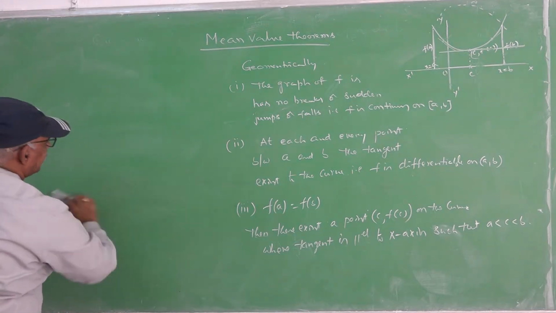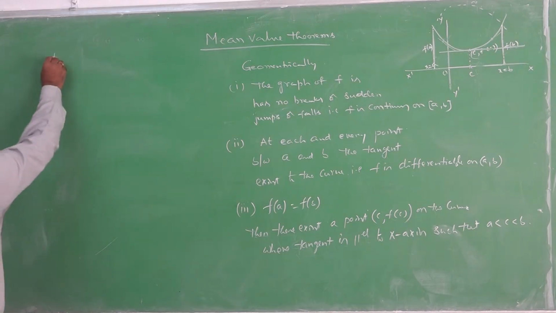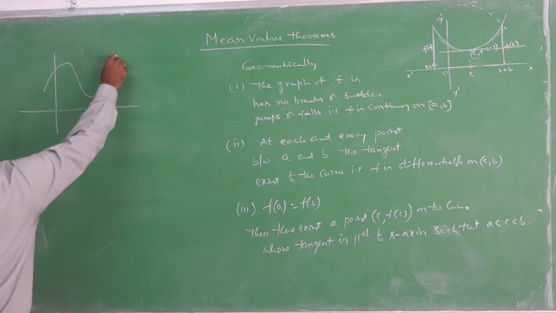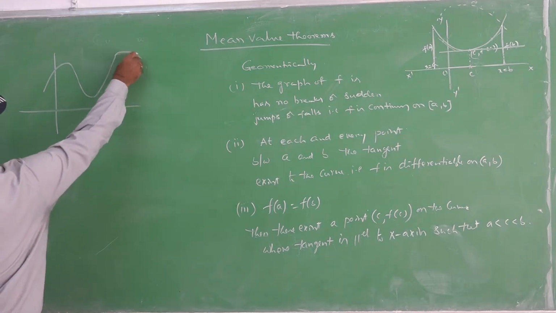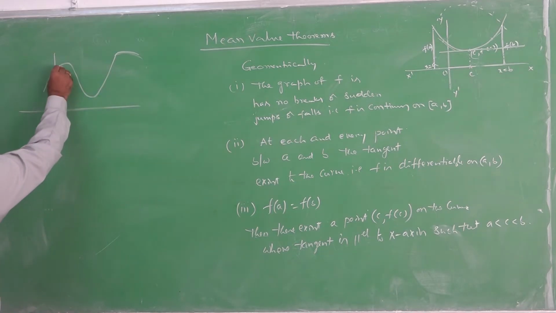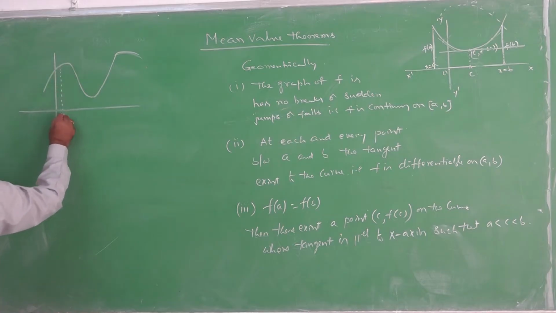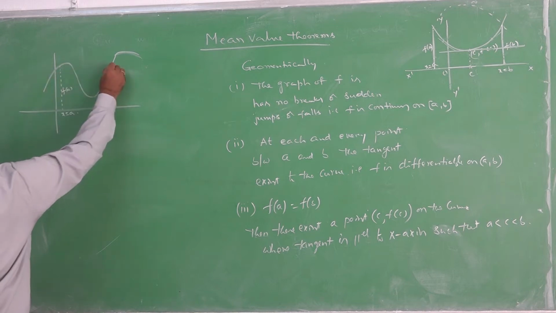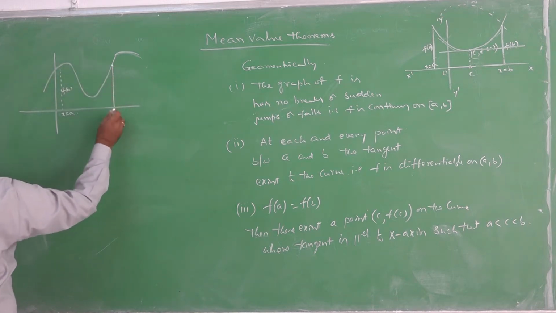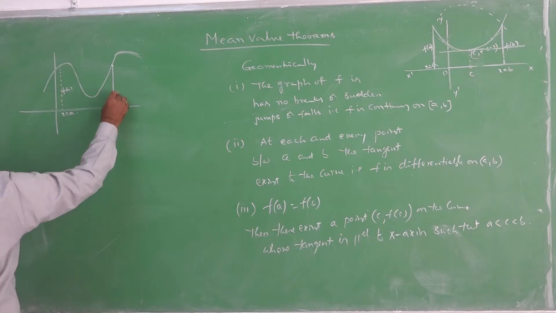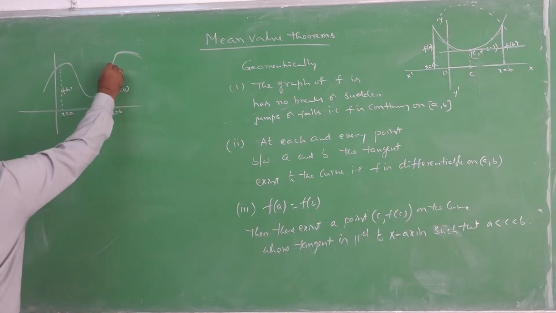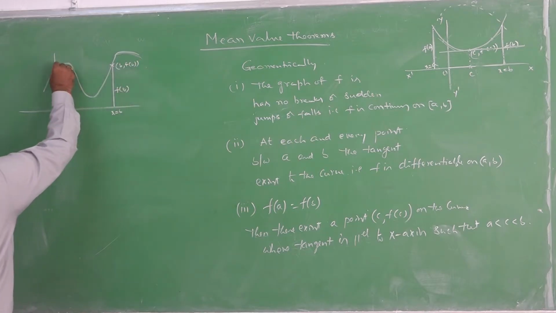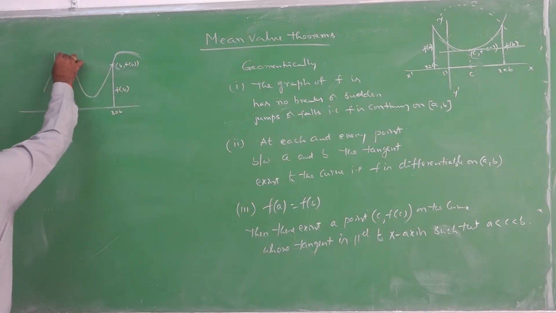Of course, the graph is supposed to be like this. The graph of the function is like this. Let us consider x equal to a. This is f of a, and this is f of b at x equal to b. This is the point b comma f of b on the curve. This is the point a comma f of a. Okay.